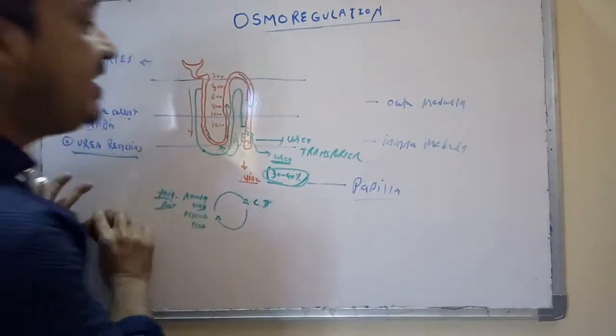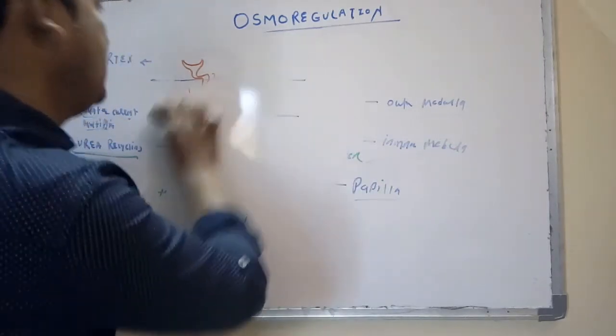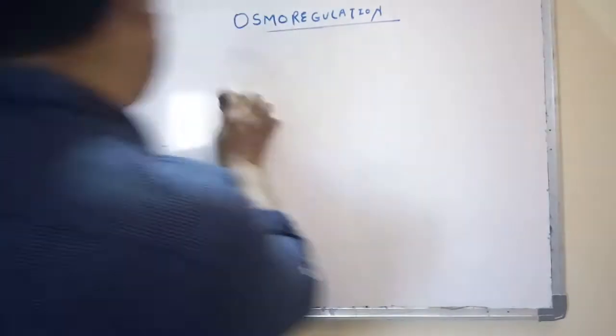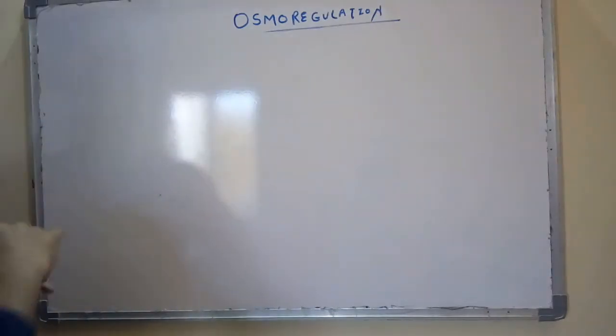Now this is about creation of this hyperosmolarity. Now this hyperosmolarity should not be lost. This hyperosmolarity should be maintained. Then there is another mechanism. The mechanism by means of the Vasa Recta.